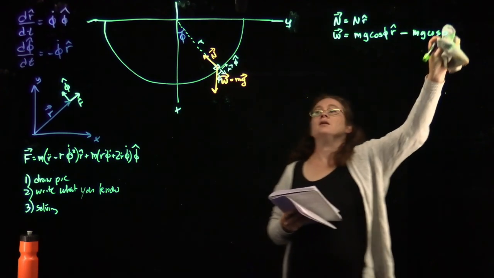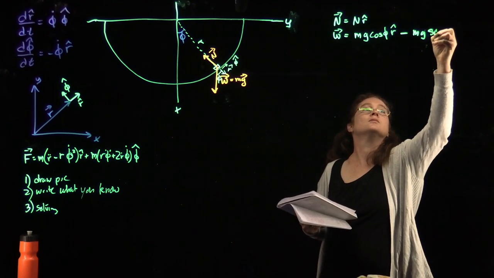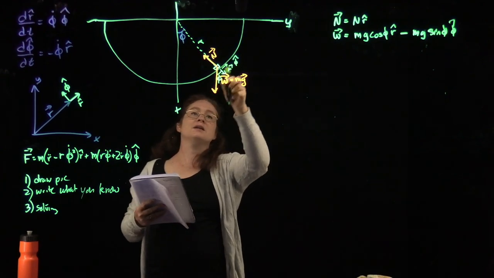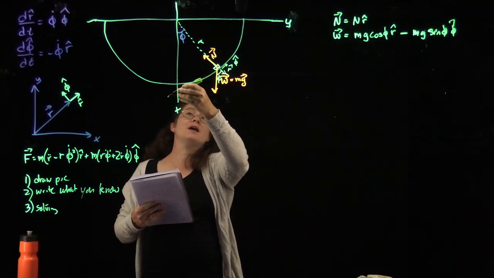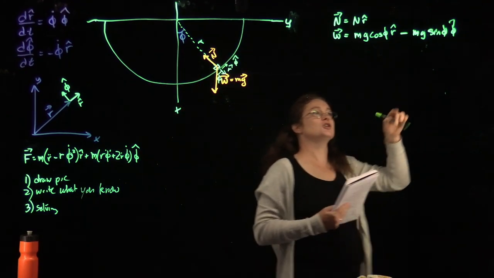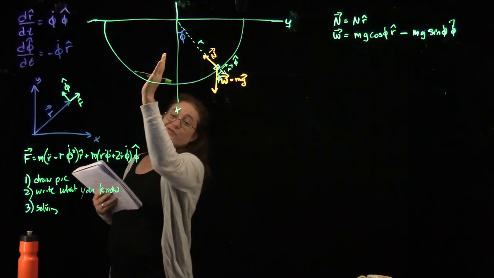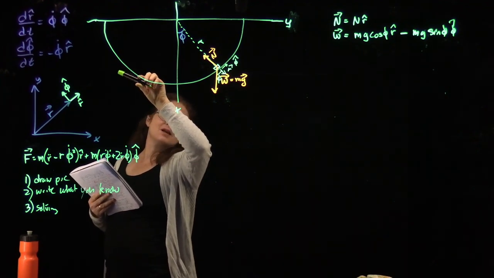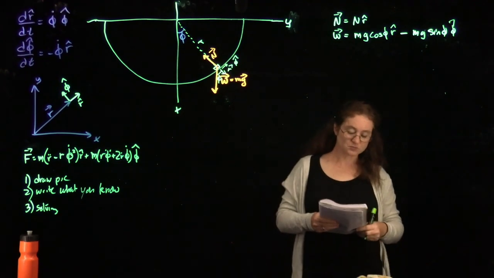So the weight is always in the opposite of phi hat when you're up here. So it is mg sine phi in the phi hat direction. And then if you go on this side, phi is negative, so sine of phi will be negative, and it's going to bring it back to the bottom.